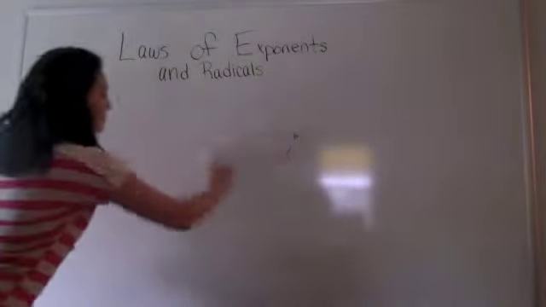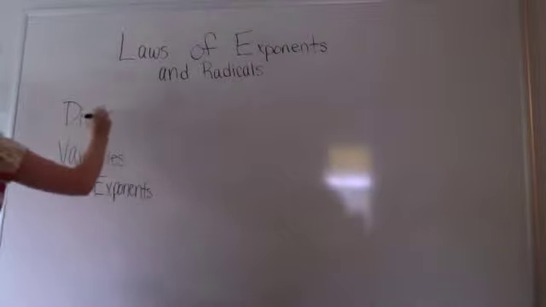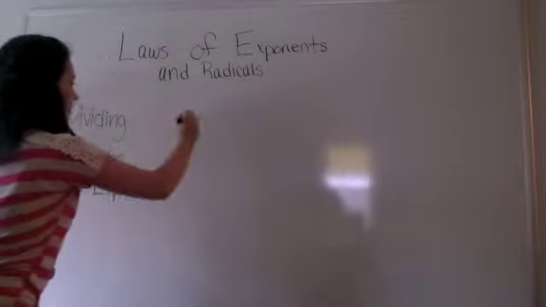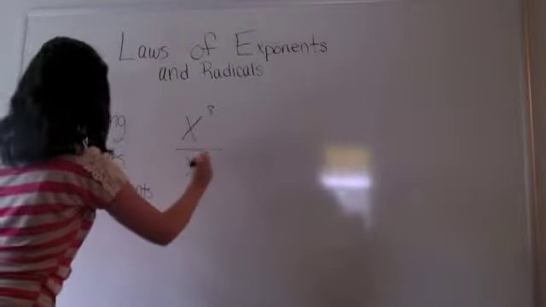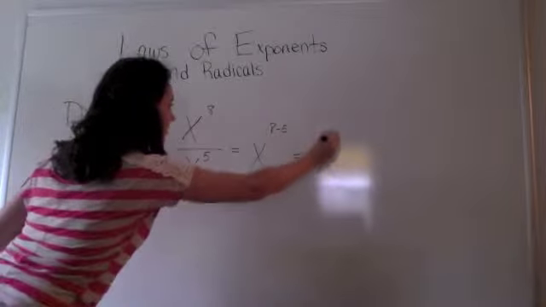Dividing variables with exponents. When you're dividing variables with exponents, you take the exponent in the denominator and subtract it from the exponent in the numerator. In example 2, you have x to the 8th divided by x to the 5th. You subtract 5 from 8 and end up with x to the 3rd.